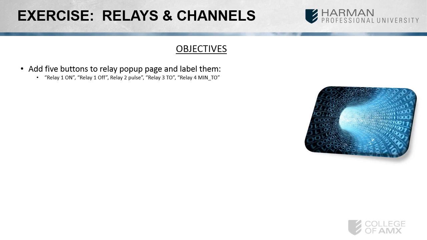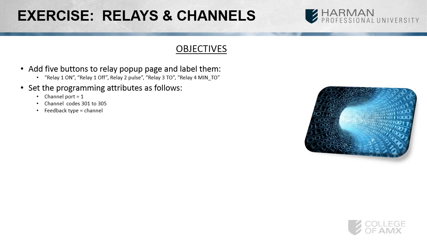The buttons should be labelled Relay 1 on, Relay 1 off, Relay 2 pulse, Relay 3 to, and Relay 4 min to. Add a channel port and code to each button. Use channel port 1, codes 301 to 305. Set the feedback type to channel. Add your devices to the Define Device section.